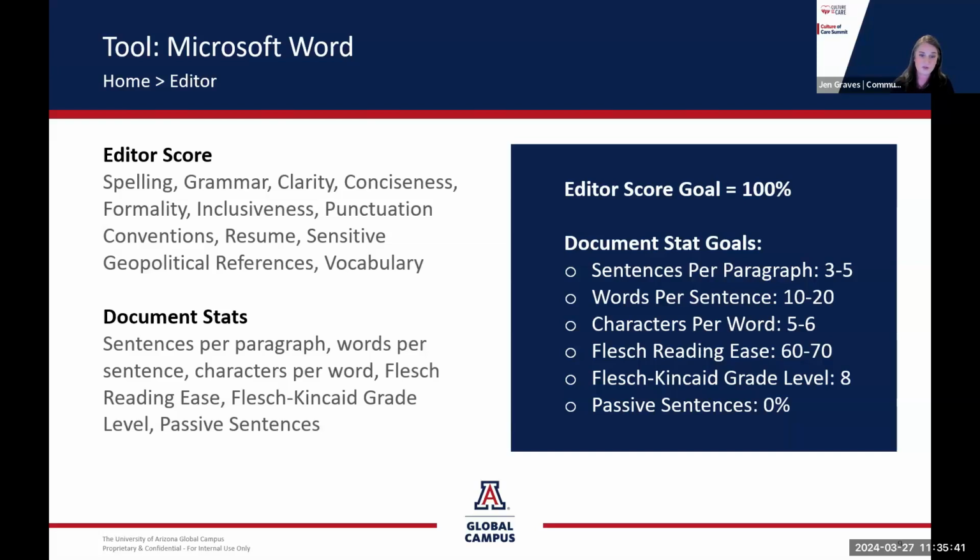And we've put on the screen the document stat goals of what you should be going for. So sentences per paragraph, 3 to 5, words per sentence, 10 to 20, characters per word, 5 to 6. Those are basically saying keep it short and simple. So if you remember that, keep it short and simple, hopefully these will be one way that you can determine how can I make it even shorter or simpler, or which one of these needs a little bit of alteration. There's also, like I said, at the very bottom, the passive sentences. We've talked about active voice. They'll help you identify the passive voice.